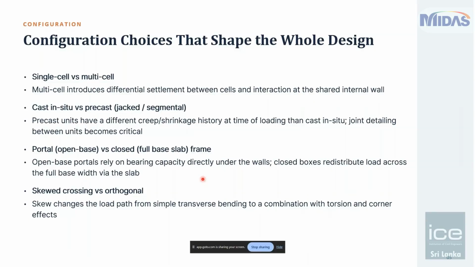Skewed crossing versus orthogonal. Generally, if you have an orthogonal crossing, that's a much better orientation to get your culvert and the road aligned with. However, that is not always the case. So sometimes you might have to design for the skewed geometries of these culverts. Please note that orthogonal is quite simpler, but when it comes to skewed crossings, factors such as torsion design and the additional forces in the corners also come into play.